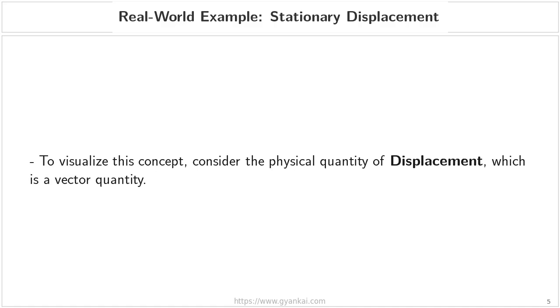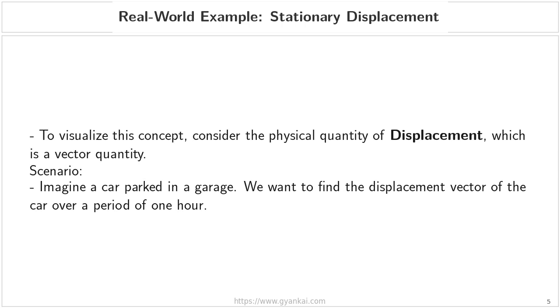Real-world example, stationary displacement. Now that we have covered the mathematical definition and the properties of magnitude and direction, let's move away from abstract notation and look at a real-world example to help you visualize this concept. To do this, we will look at a physical quantity called displacement, which, as we know from our previous discussion, is a vector quantity because it involves both distance and direction.